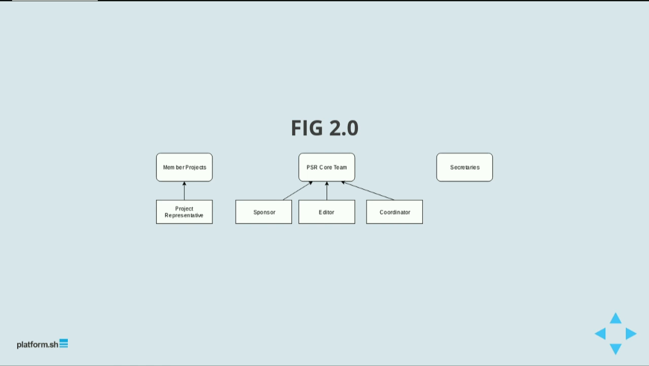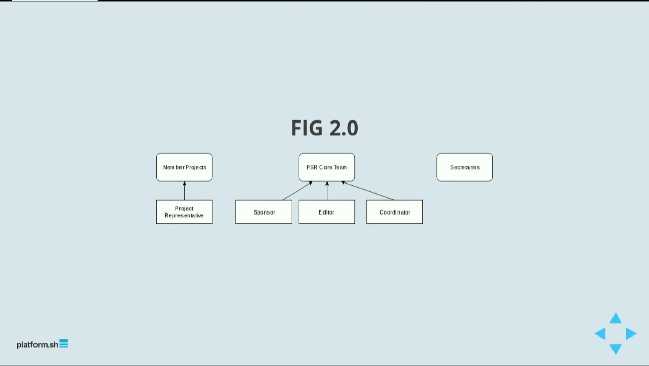And then anytime you have a new PSR proposed, there are three key people involved in that. One is the editor, who can be anyone, and then two sponsors who have to be voting representatives. This is a way to say, okay, there's enough interest in standardizing something that it's worth our time to consider. And that's a vote of the member projects to say, yes, we're okay with working on this.